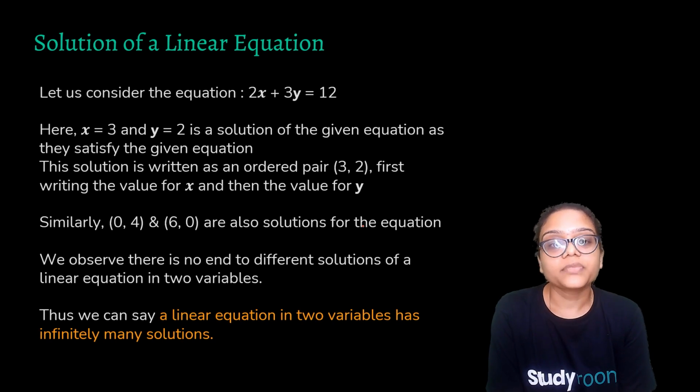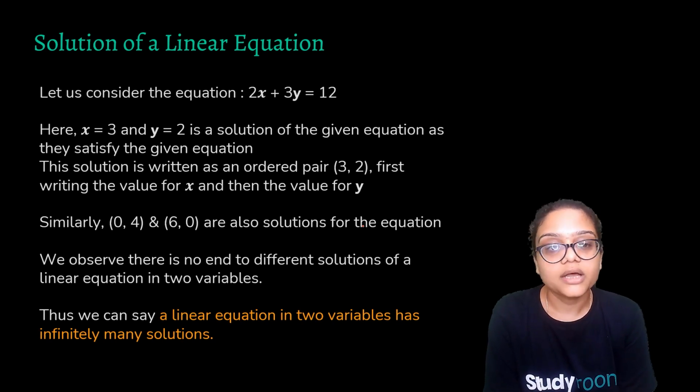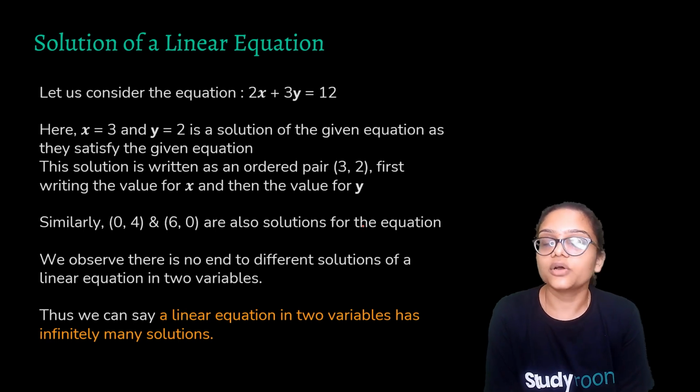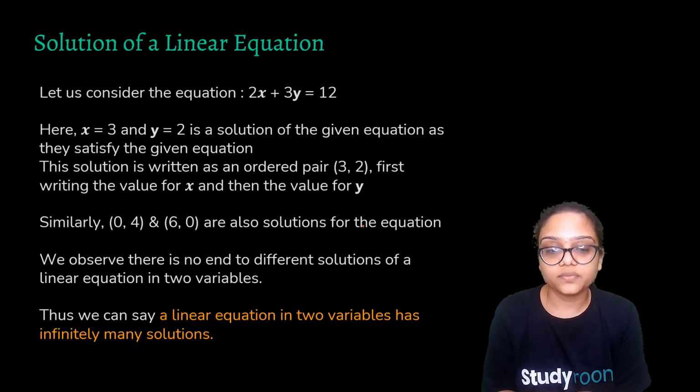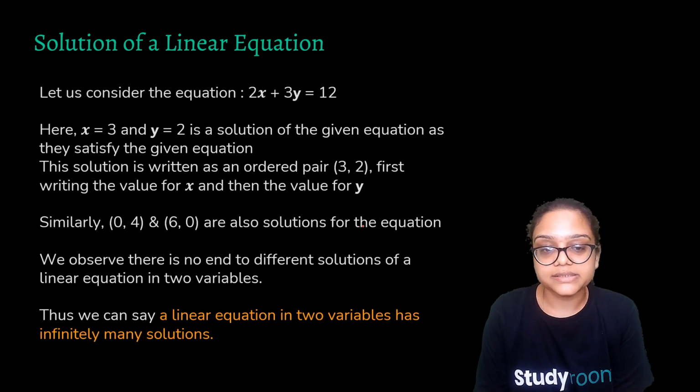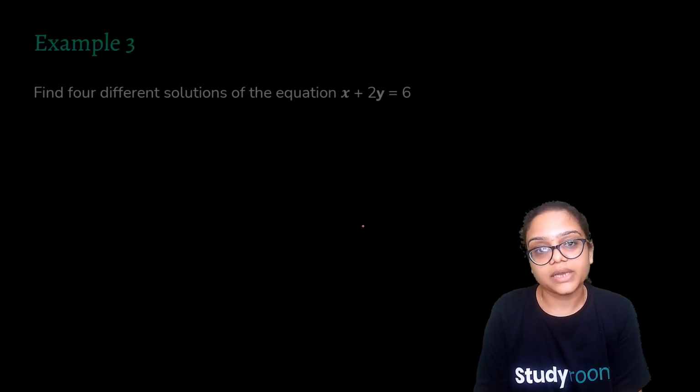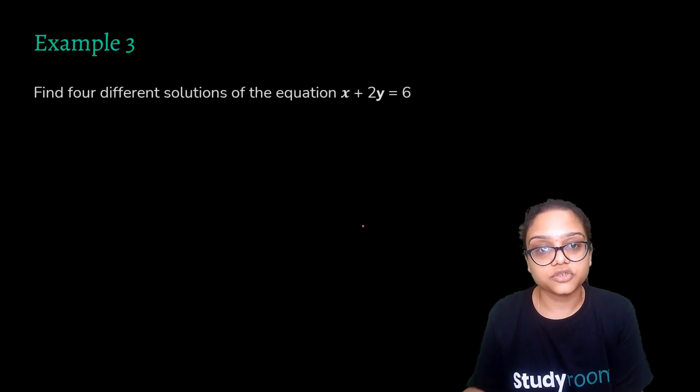Now let us consider the linear equation in two variables. Here a solution will be an ordered pair, first writing the value of x, then the value of y. But it can't be a single solution. There can be multiple possible ordered pairs which satisfy the linear equation. Hence we can say that a linear equation in two variables has infinitely many solutions. Now find 4 different solutions for the equation.